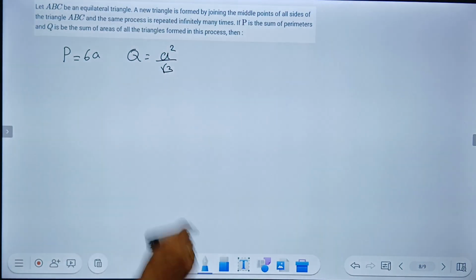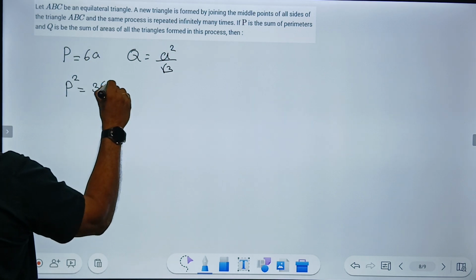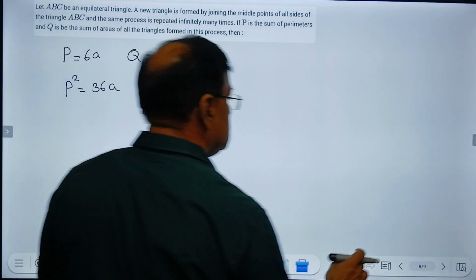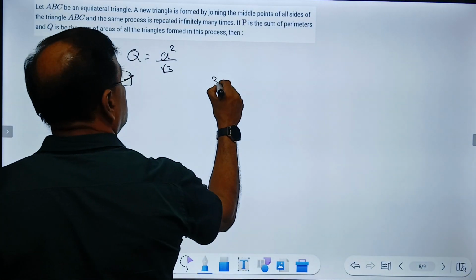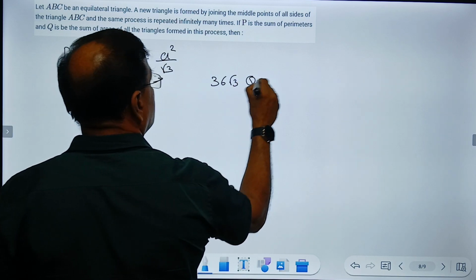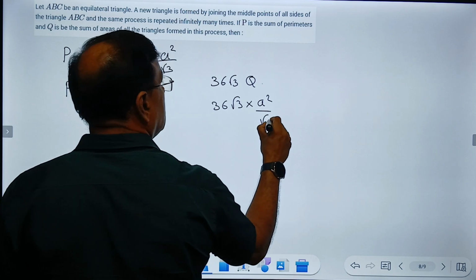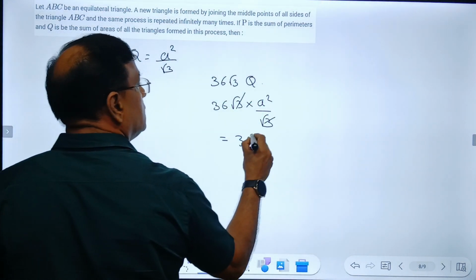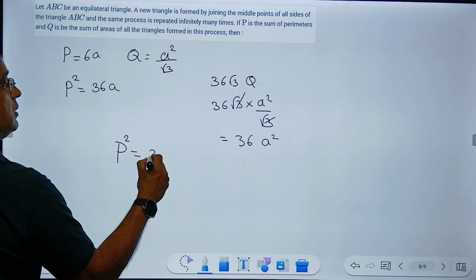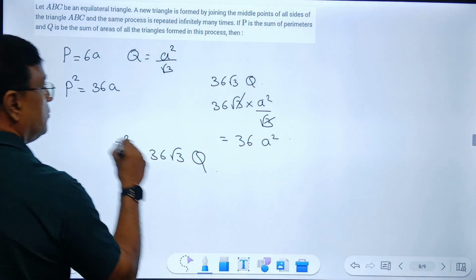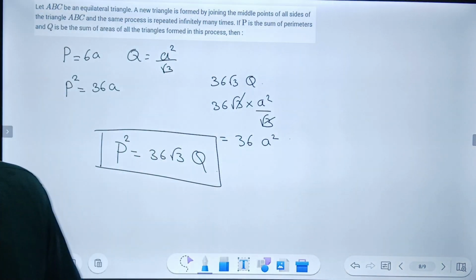Now I'll square P. If you square P, what do you get? You get 36A square. And what's the other result? The other result should be 36 root 3 into Q. So let me take 36 root 3 into Q. What is Q? Q is A square by root 3. They get cancelled. What do you get? 36 A square. So clearly you can say P square equals 36 root 3 Q. Wonderful, isn't it? So this is what you are expected to prove.